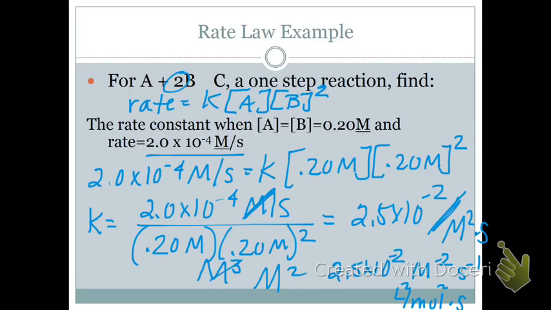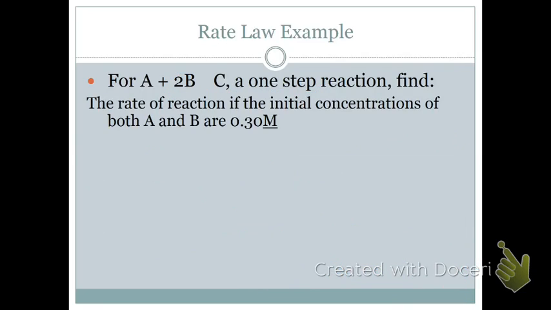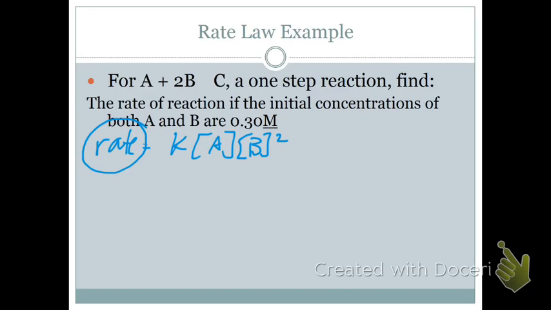Now, the next one is going to ask us to calculate not K, but the rate if we change the concentration. Now that we have K, it's a rate constant, so we know that K value is the same for every set of parameters we could put in, because it is a rate constant for this particular reaction. If I change my concentration to 0.3 molar, what would that do to the rate of reaction? Same rate law as before: rate is equal to K times A times B squared. This time we're solving for the new rate, because we're at different concentrations, so we use the K value we just calculated.